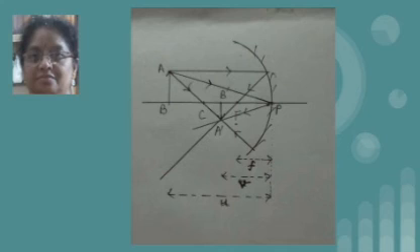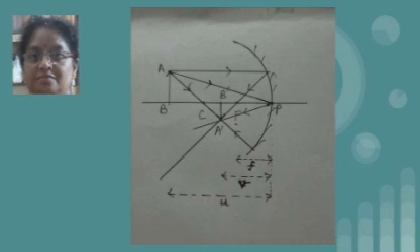By tracing the ray diagram using any two rays emanating from the given object, we can derive an important relation between the object distance u, image distance v, and focal length f of the mirror, which is known as mirror equation or mirror formula. This well-known formula is 1 by f is equal to 1 by v plus 1 by u.